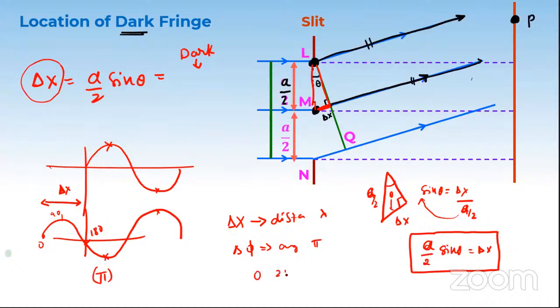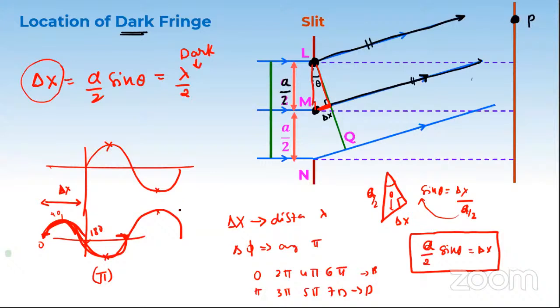For 0, 2 pi, 4 pi, 6 pi, I get bright fringes. For pi, 3 pi, 5 pi, 7 pi, I get the dark fringes. So you have to remember the condition also. And the path difference is half of the wavelength. If you notice, this one is a complete wave from here to here, but I have only half wave here. So the path difference is lambda by 2.